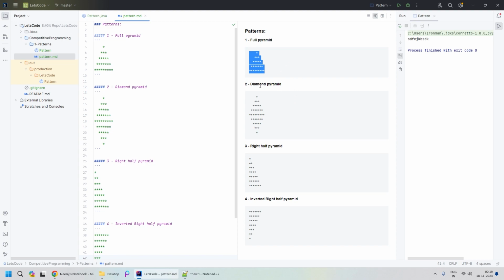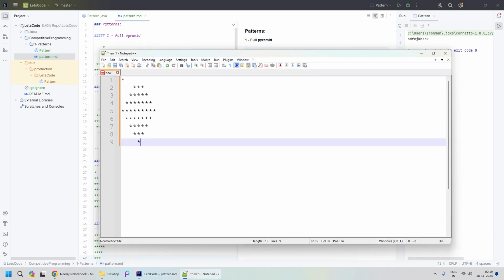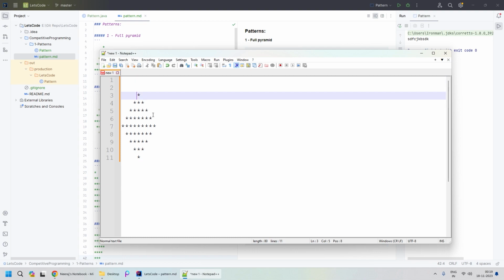So let's pick one of them, and for the sake of this video, we'll pick this diamond pyramid problem. Let's put it here. Okay, let me align it properly. As you can see in this problem, you might think, how do we print this pattern now?